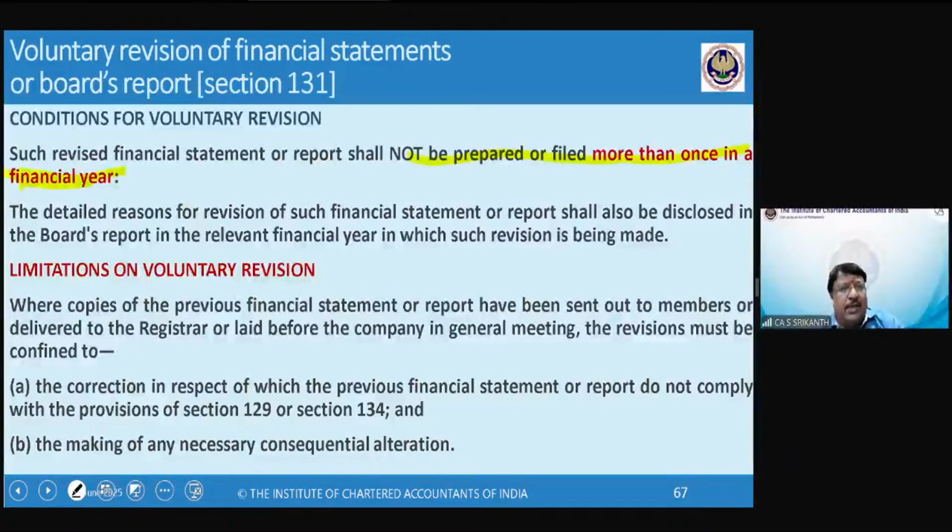The correct understanding is that the financial statement of a financial year can be revised only once. If you are revising the board report in one year, in the same year you can revise the financial statement also. But you cannot revise more than once. You can do this, you can do that also, but once you've done it, no more revision. That meaning is also there in this sentence. Okay.